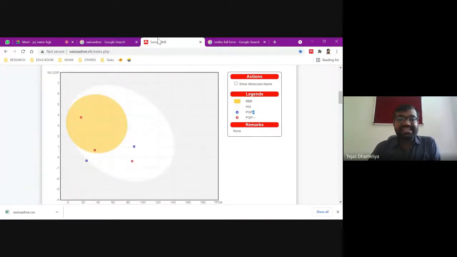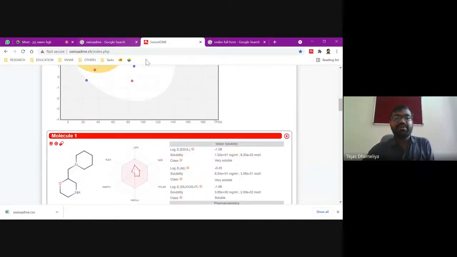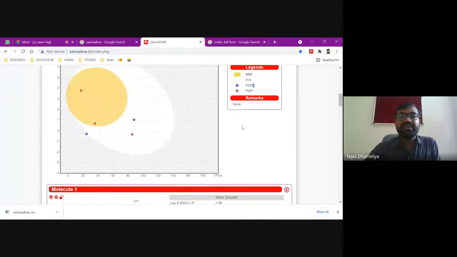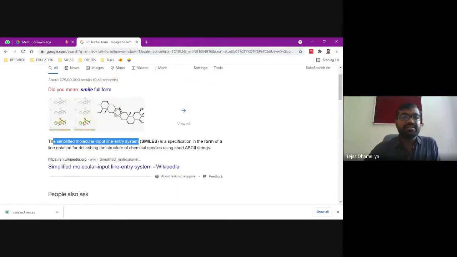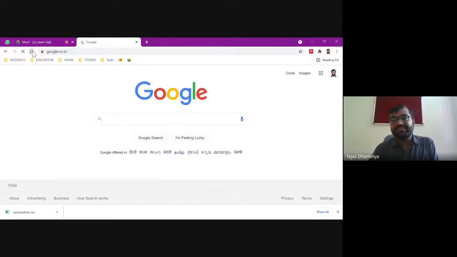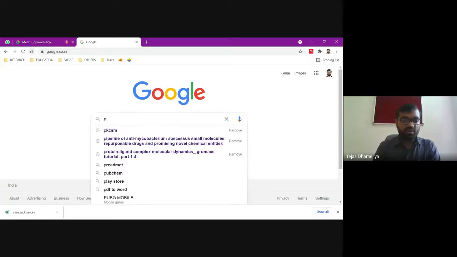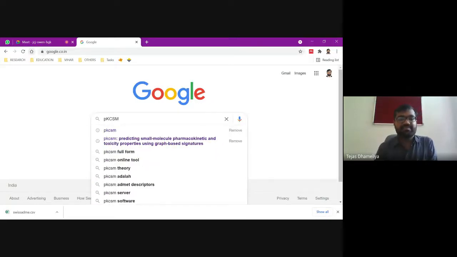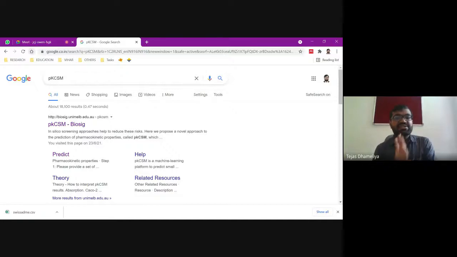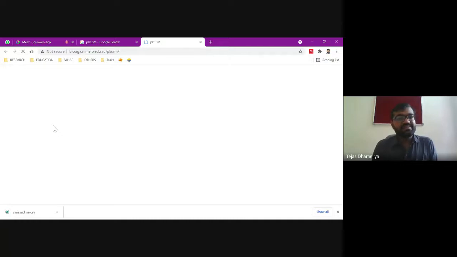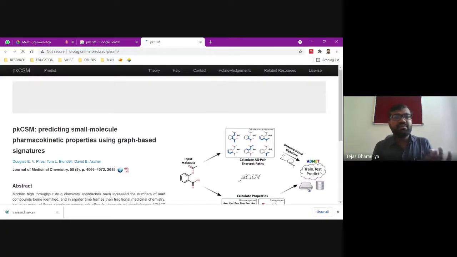After Swiss ADME, once you have calculated all these properties, there is another tool I am going to demonstrate to you, and that tool is called PKCSM. This is also a free tool available online. Type PKCSM on Google. Previously I have searched, so it is there in my history. Enter. The very first link is in front of you. Click on that. It is a similar tool just like Swiss ADME.